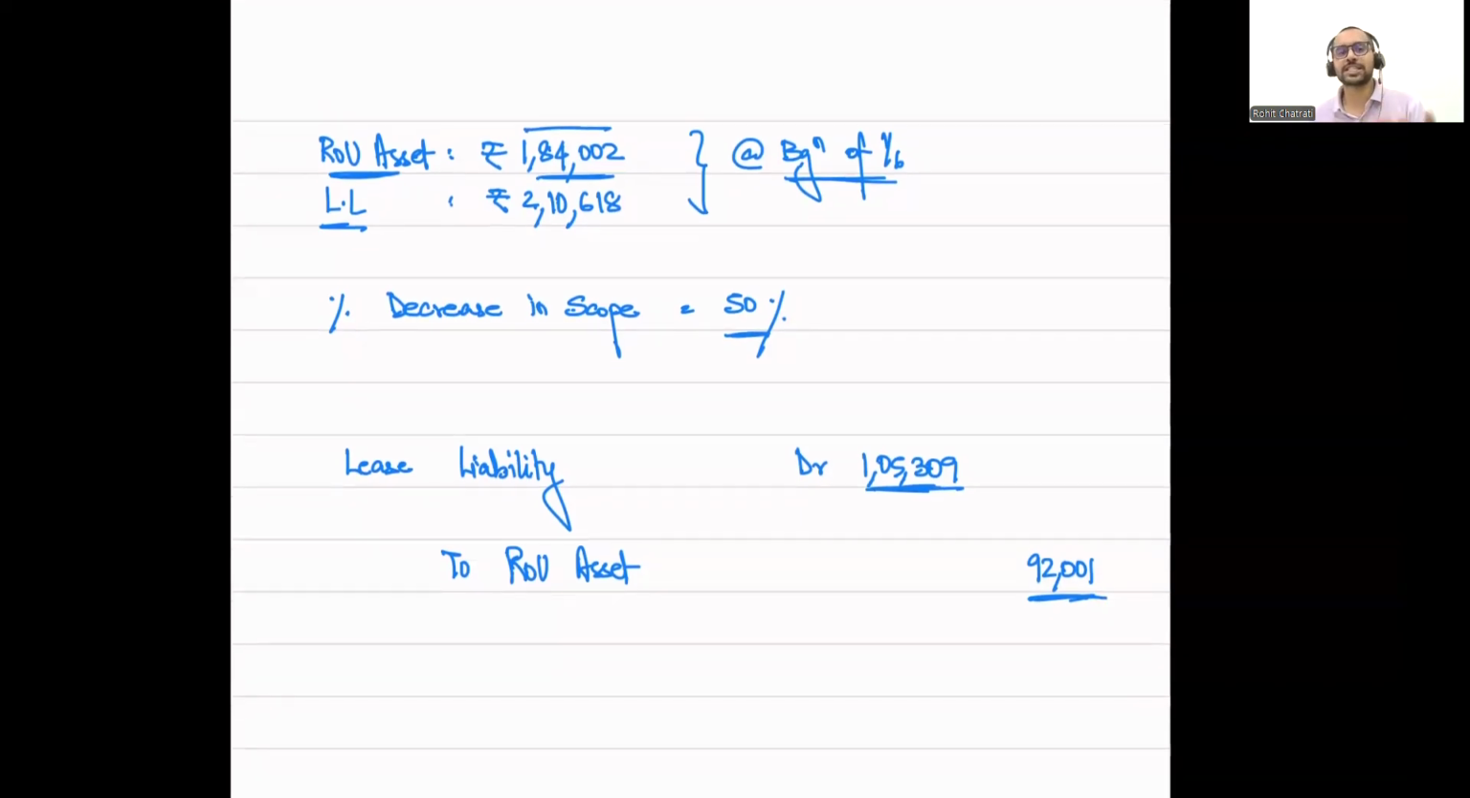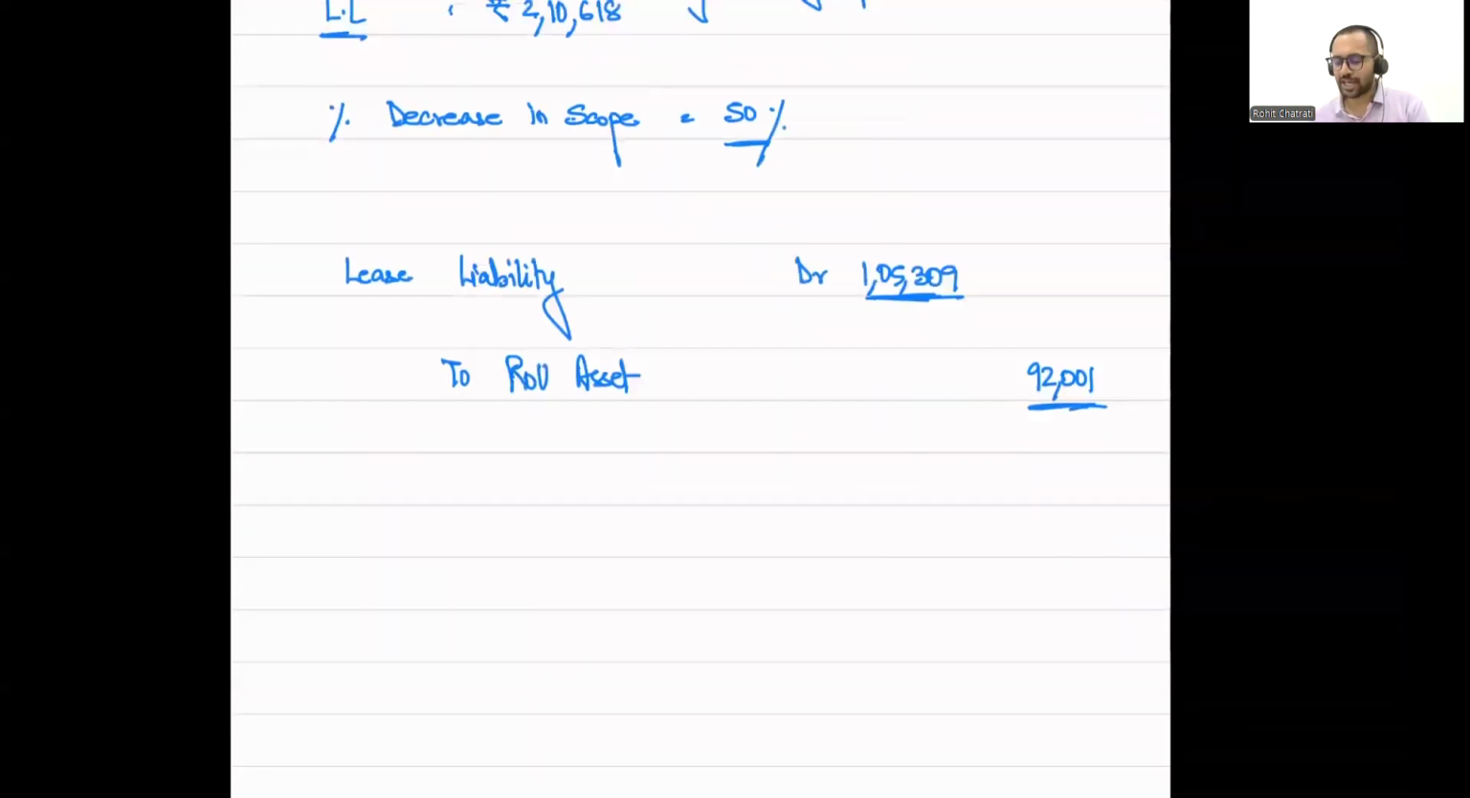But this journal entry is actually not tallying. For this journal entry to tally, we are going to have a balancing figure as a gain or loss on derecognition. We will be recognizing 105,309 less 92,001. We are going to have a gain of 13,308. It's going to be a gain on derecognition because I'm having a credit. So credit basically represents a gain on derecognition of ROU asset and lease liability. So we have recognized a gain of 13,308 rupees as a result of derecognition.